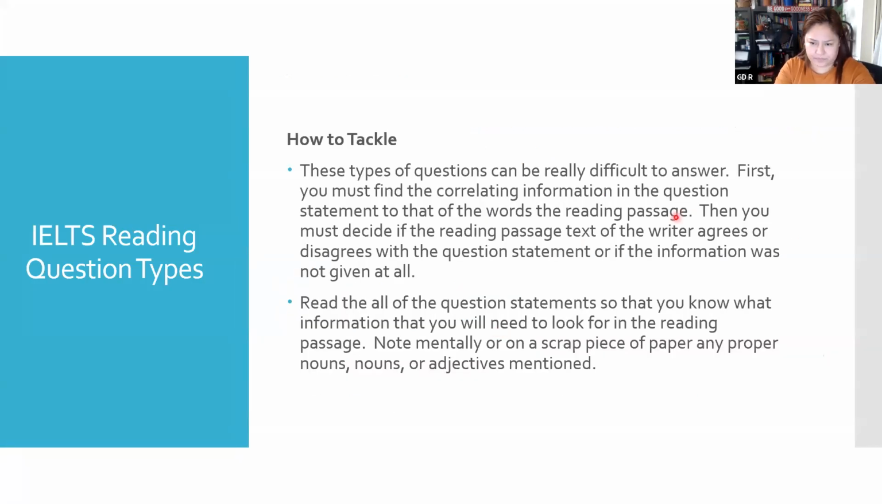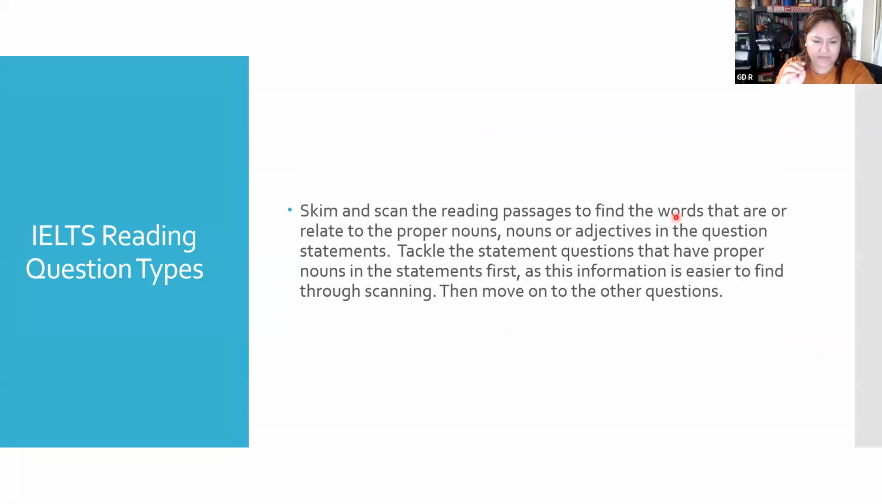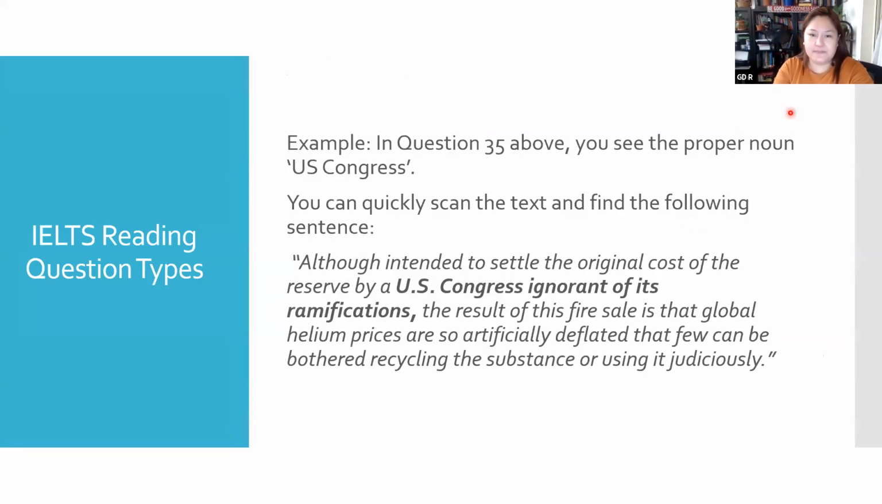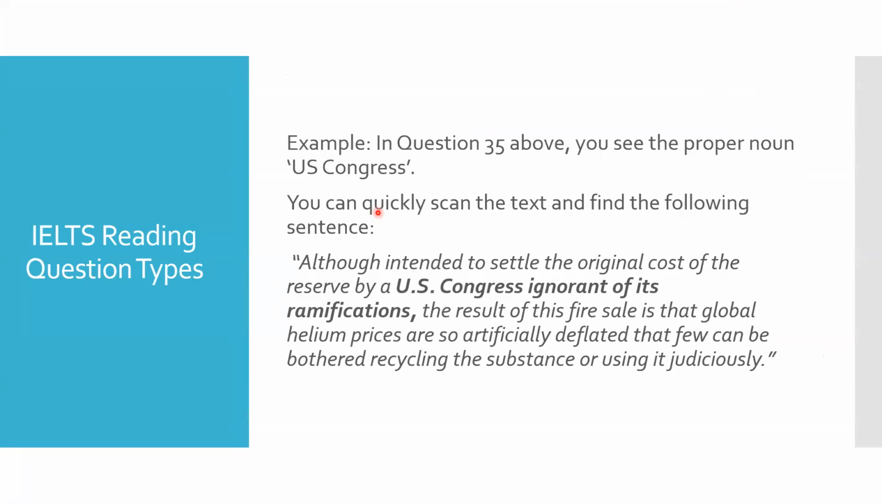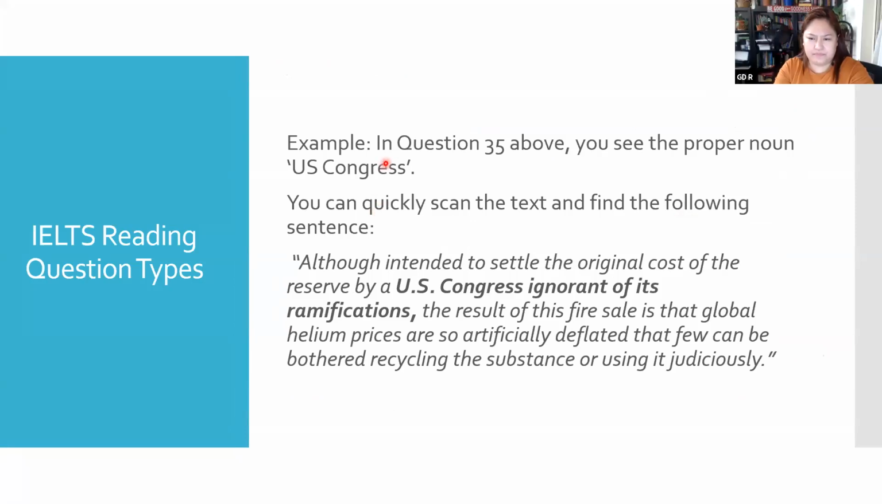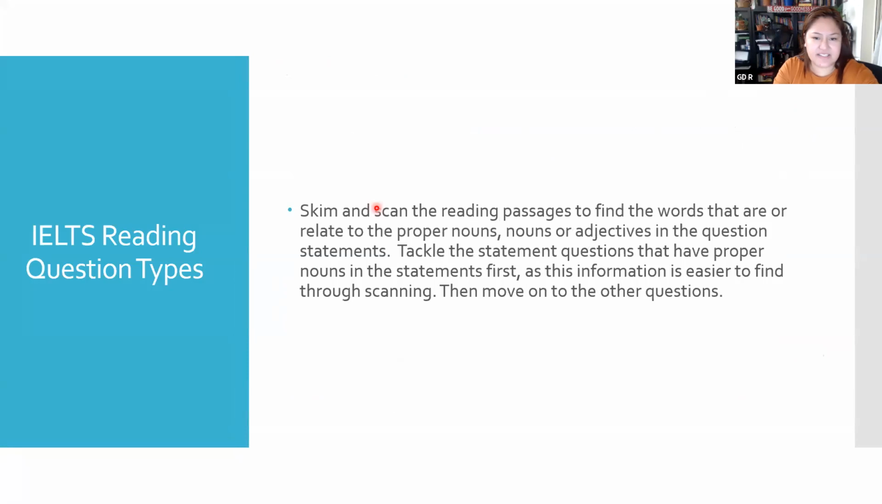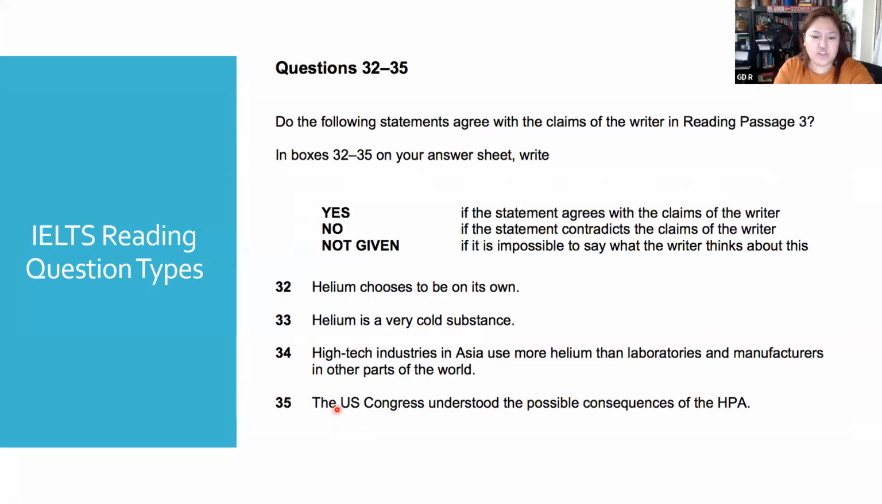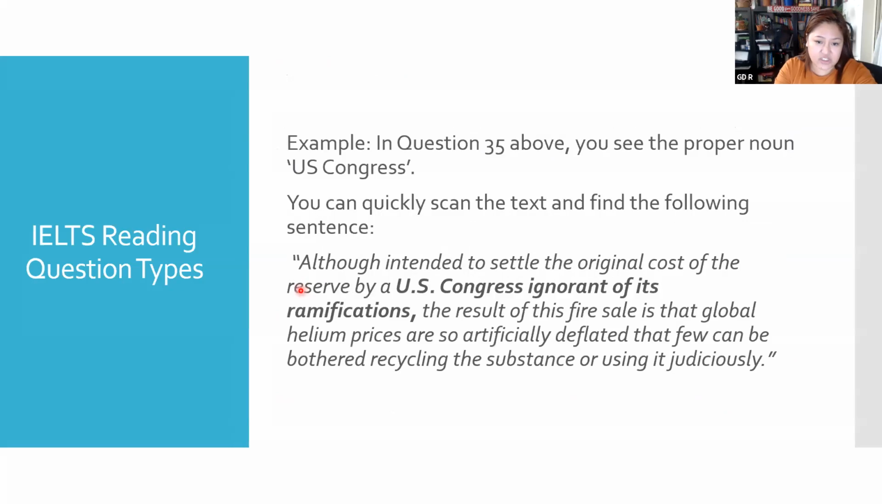So, for example, let's go back. This is the statement. The U.S. Congress understood the possible consequences of the HPA. Remember, class, this is the statement. The U.S. Congress understood the possible consequences of the HPA. So I'll show you the passage, check, and decide if it's a yes, no, or not given. So this is the passage.